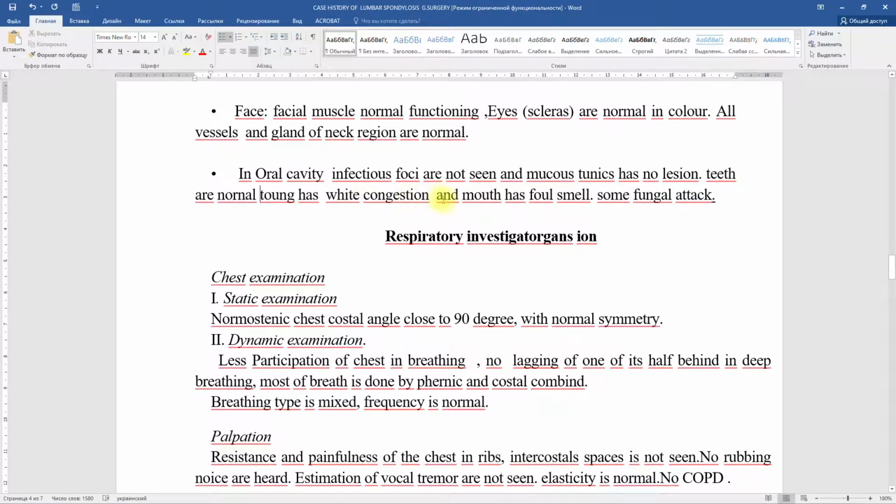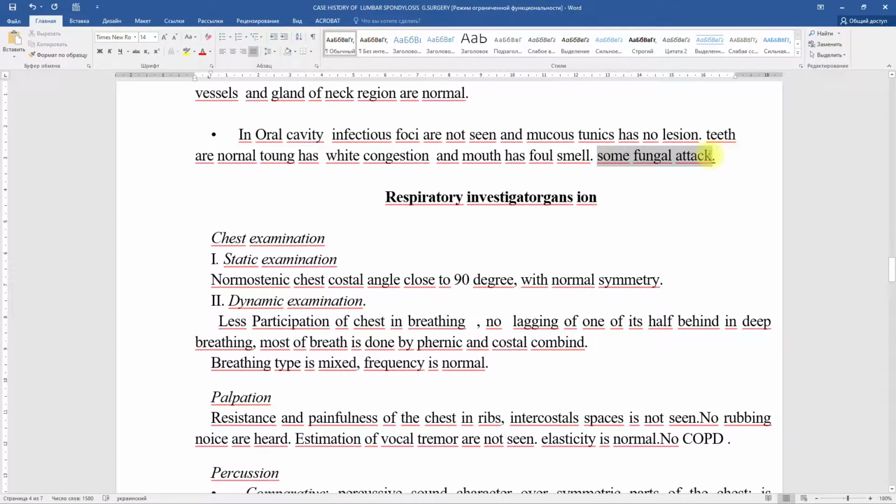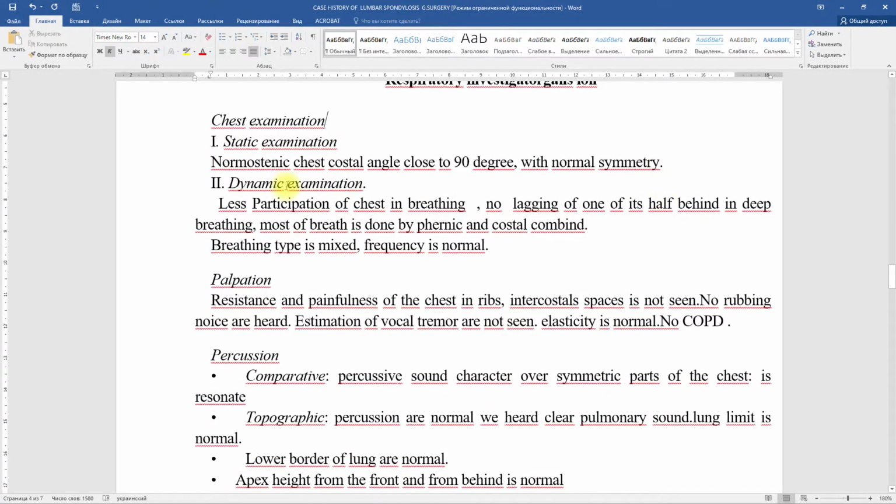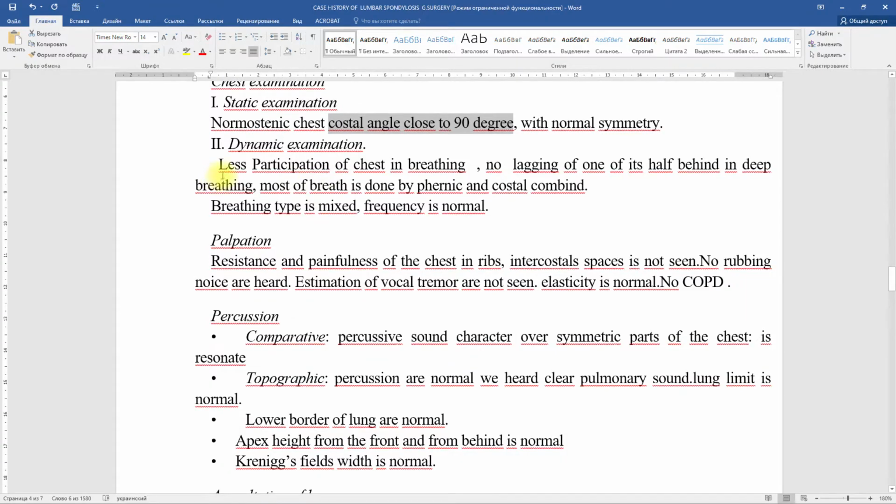Teeth, tongue, mouth. Mouth has smell. Yeah, that's actually a very useful symptom. Fungal attack. I don't know what you mean by that. If you mean fungal infection, that's a diagnosis, and you don't write diagnosis in the objective part. Costal angle, good. Participation of chest breathing, no lagging of its half. Yes, that's a good sentence.